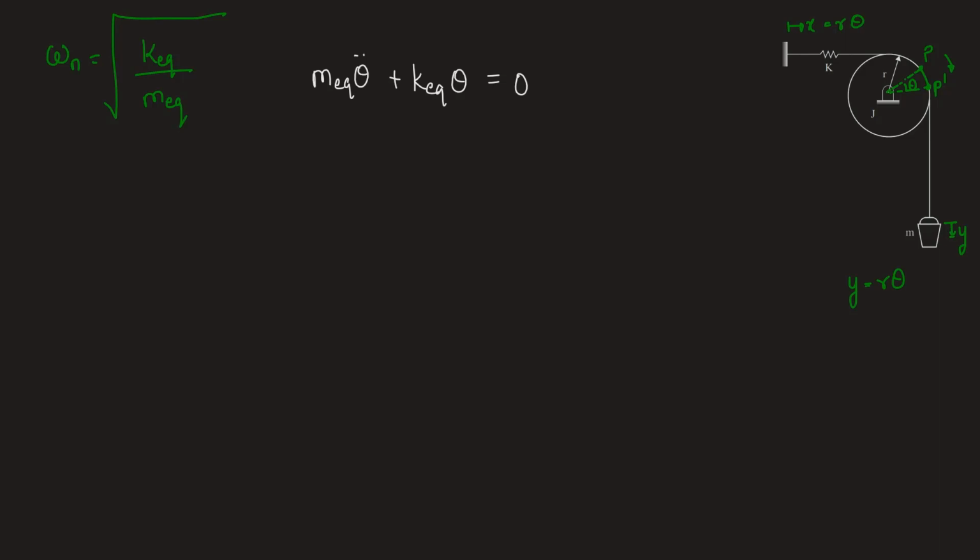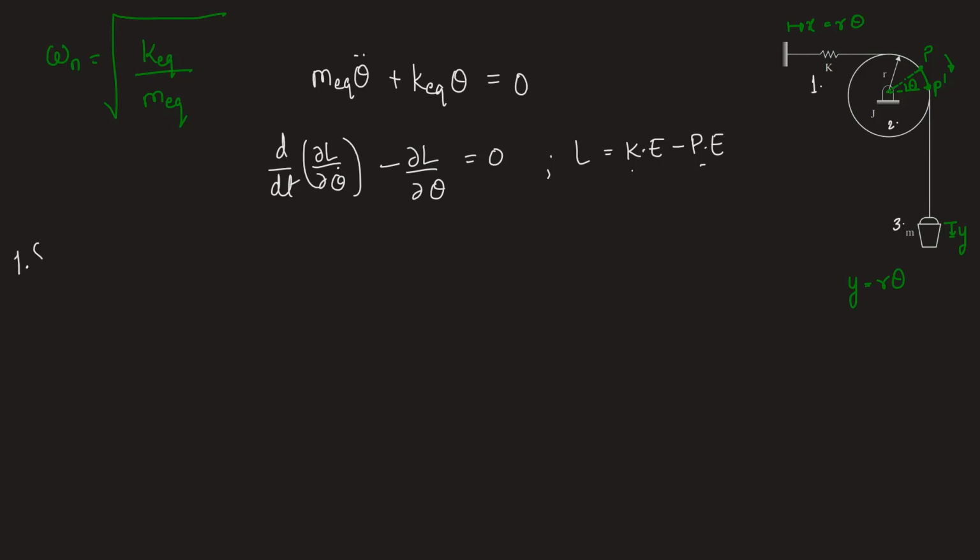To formulate this equation of motion, we will use the Lagrange formulation, which says derivative of dou L by dou theta dot with respect to time minus dou L by dou theta is equal to 0, where Lagrangian L is equal to kinetic energy minus potential energy. Now, to find out kinetic energy and potential energy of the system, we'll have to find kinetic and potential energies of each of the parts. So we have the parts: number 1 is spring, number 2 this pulley, and number 3 the mass.